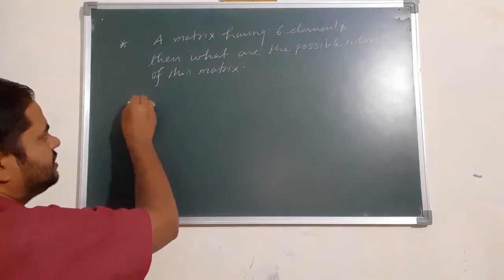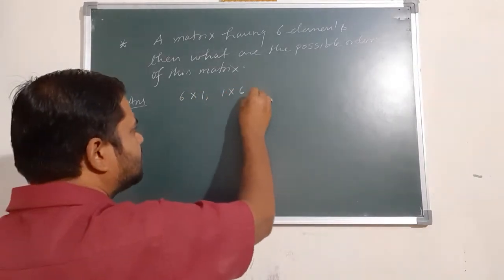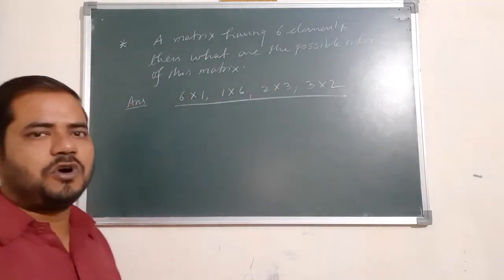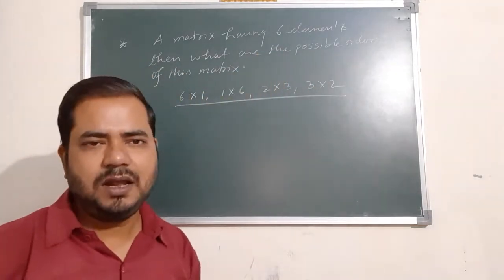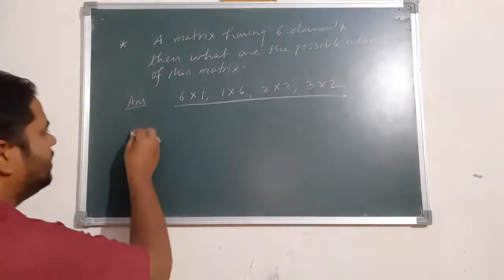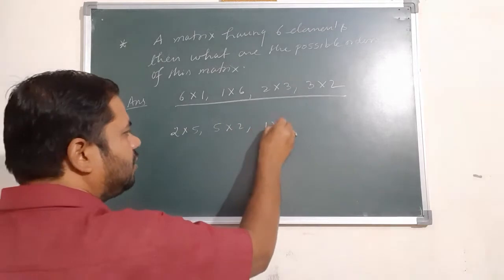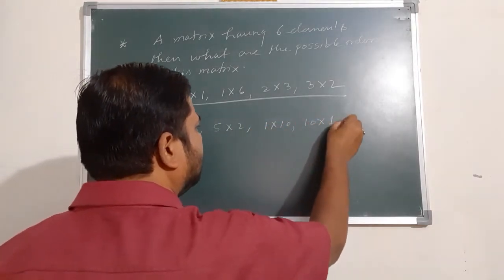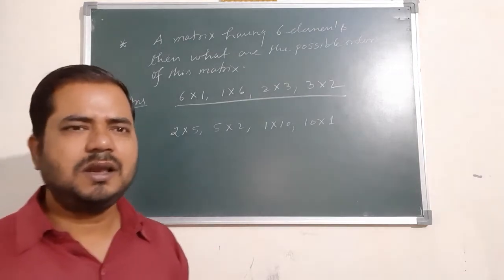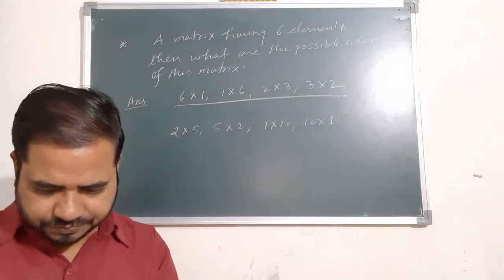So if a matrix has 6 elements, then the possible order is 6 cross 1, maybe 1 cross 6, maybe 2 cross 3, maybe 3 cross 2. So there are 4 possible orders for this matrix having 6 elements. Similarly, for a matrix having 10 elements, the order is maybe 2 cross 5, 5 cross 2, 1 cross 10, or 10 cross 1. So there are 4 possible orders. Similarly for 12 elements and so on. Clear? Note it down.